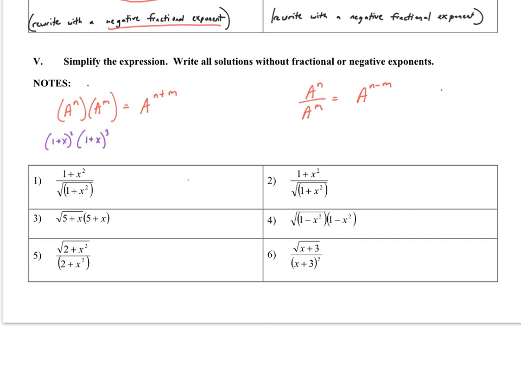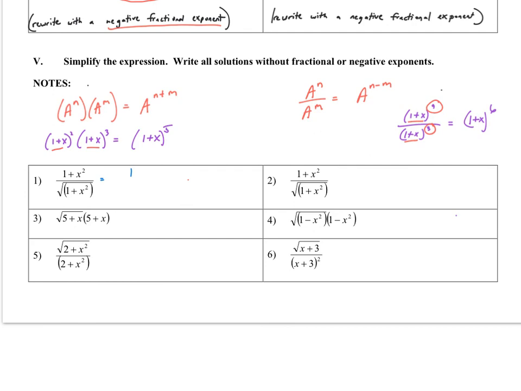So for a couple of quick examples, 1 plus x squared times 1 plus x cubed. We're dealing with same bases, so add the exponents. That would be equivalent to 1 plus x to the 5th. 1 plus x to the 9th divided by 1 plus x cubed. We're dealing with same bases, so subtract the exponents. That equals 1 plus x to the 6th.